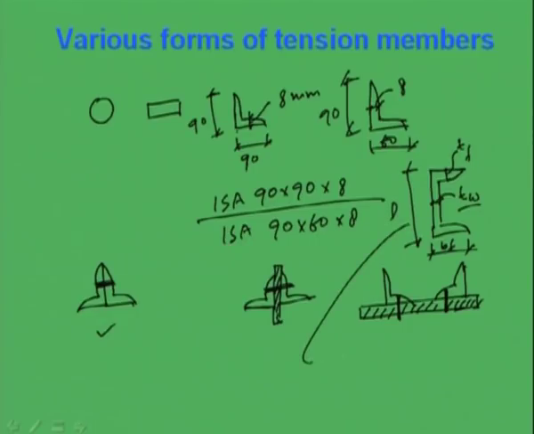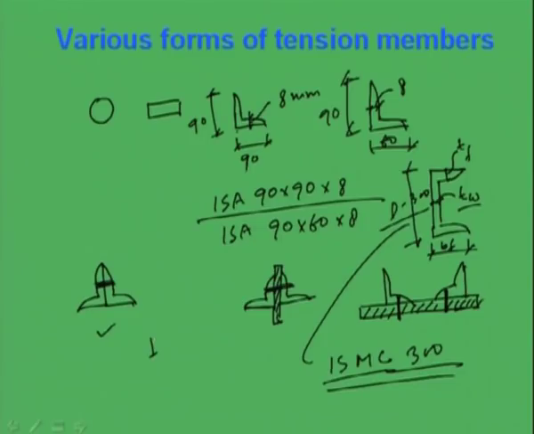When we call this, it is like ISMC. Different types are there, as we discussed earlier in the very first class, for example ISMC 300. That means the depth is 300, and in SP6 you will get the other dimensions, like thickness of web and flange, width of flange and other things, from the handbook. Also other properties like IXX, IYY, RXX, RYY, all the required properties of the sections we can find out. Where the center of gravity is, and RXX, RYY, meaning radius of gyration, minimum radius of gyration, maximum radius of gyration.